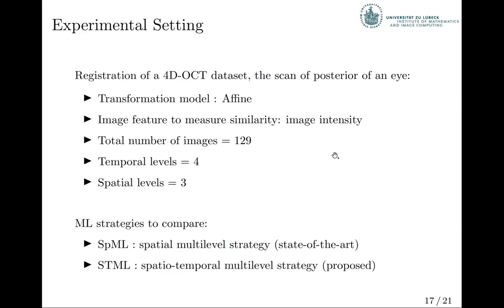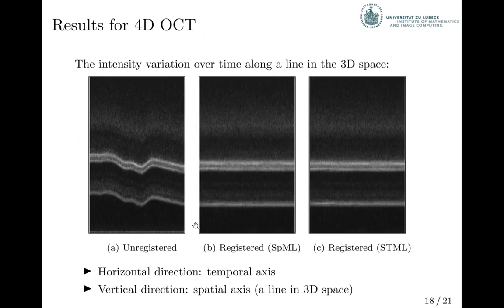We compare our strategy, which we call the STML, to the state of the art spatial multi-level strategy here. The first left hand side image is the unregistered image. It's a 2D image from the 3D 4D space. The horizontal axis is the time axis and the vertical axis is the line in the 3D space. Because these images are not registered, you see the curved profile here. And after registration, these are quite nicely aligned from both of the methods. So we do not observe any difference in the quality from these two methods.